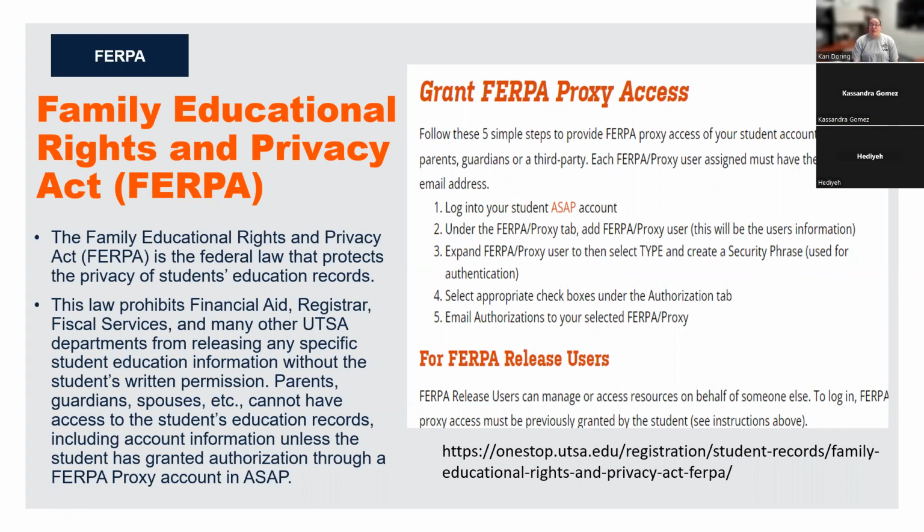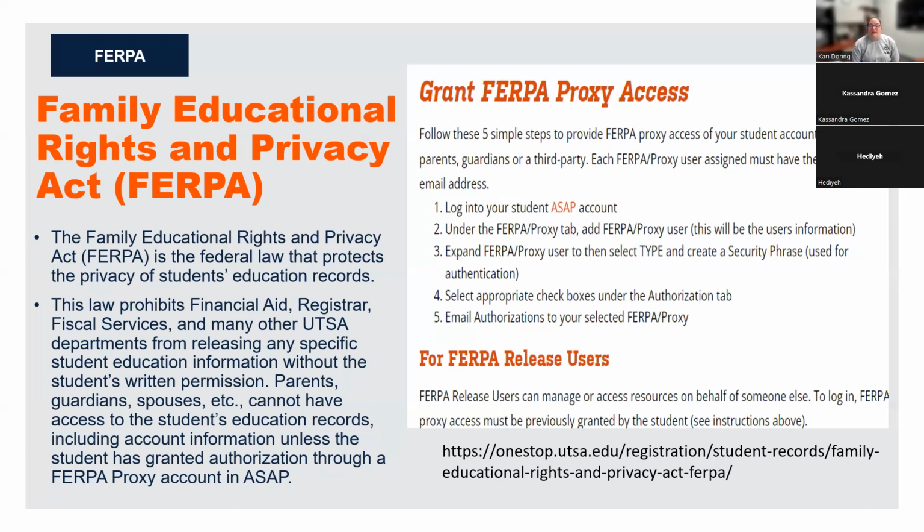So what you're going to end up doing is going into your ASAP account. On the top area, you're going to see a tab that says FERPA/proxy tab. On there, you'll do the add FERPA proxy user, and then you'll expand and add your parents' information. It'll be the name, their date of birth, and then a password. It doesn't just have to be parents. It could be a significant other if you'd like, or anybody that you want calling on your behalf. It's really important to have this on file. If it's not on file and they're asking for specific information, we cannot release that info.